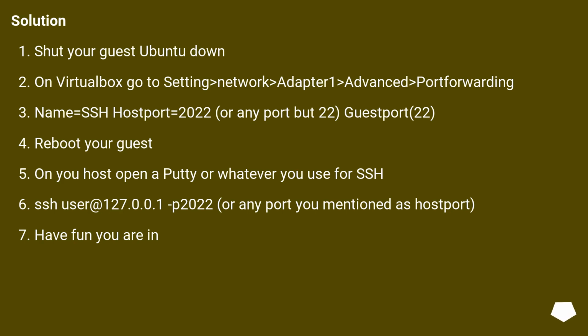Solution: shut your guest Ubuntu down. On VirtualBox, go to Settings, Network, Adapter 1, Advanced, Port Forwarding. Name equals SSH, host port equals 2022, or any port but 22, guest port 22. Reboot your guest. On your host, open PuTTY or whatever you use for SSH. SSH user at 127.0.0.1 port 2022, or any port you mentioned as host port. Have fun, you are in.